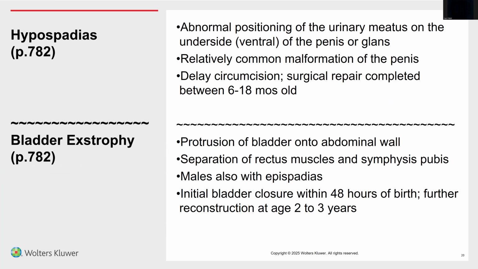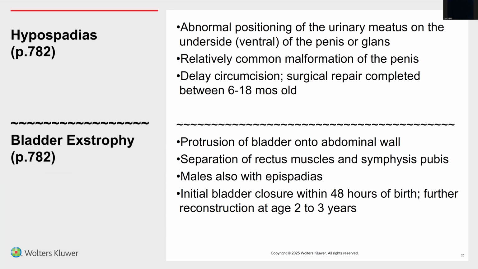Hypospadias is the abnormal positioning of the urinary meatus on the underside or ventral side of the penis or glans. When a child has hypospadias, they could also have scrotal and testicular anomalies as well.